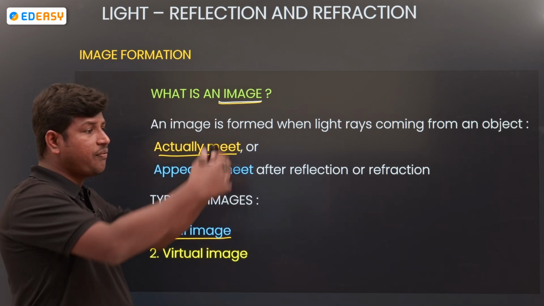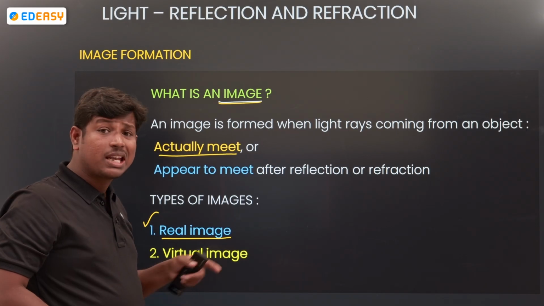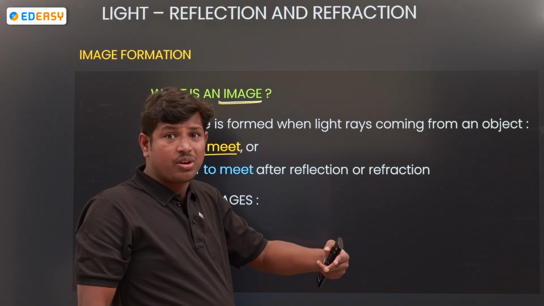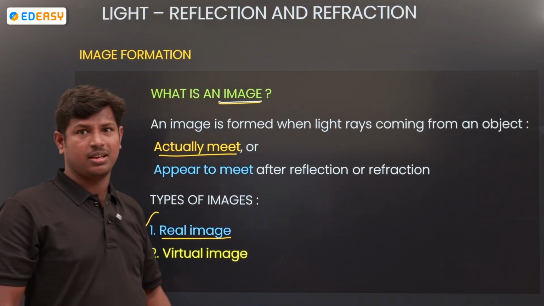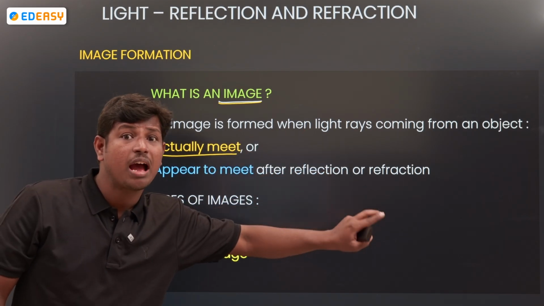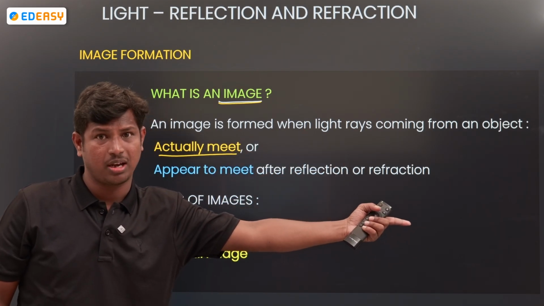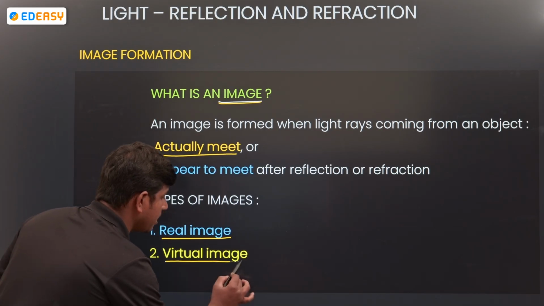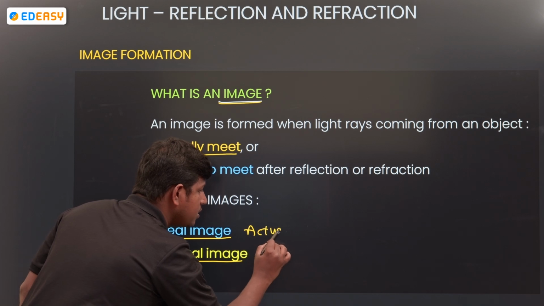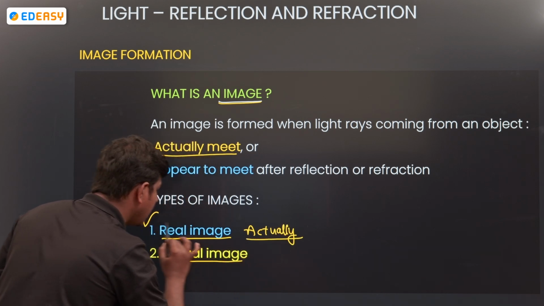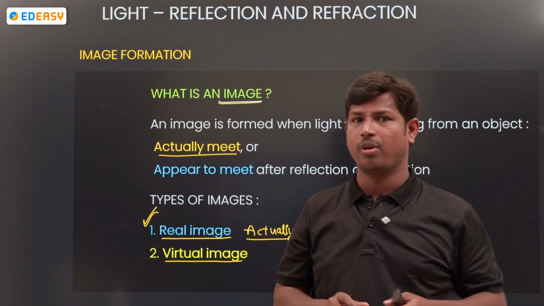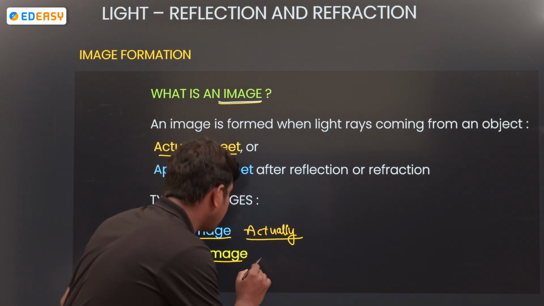For example, if I stand in front of a mirror, what type of image is it? If I go forward one step, in the mirror it shows one step forward towards me. Which type of image? There the light rays are not actually meeting, they only appear to meet at a point. So there you will get a virtual image. Real image means the rays actually meet at a point. Okay, don't confuse: real image means actually meet at a point; virtual image means appear to meet at a point.